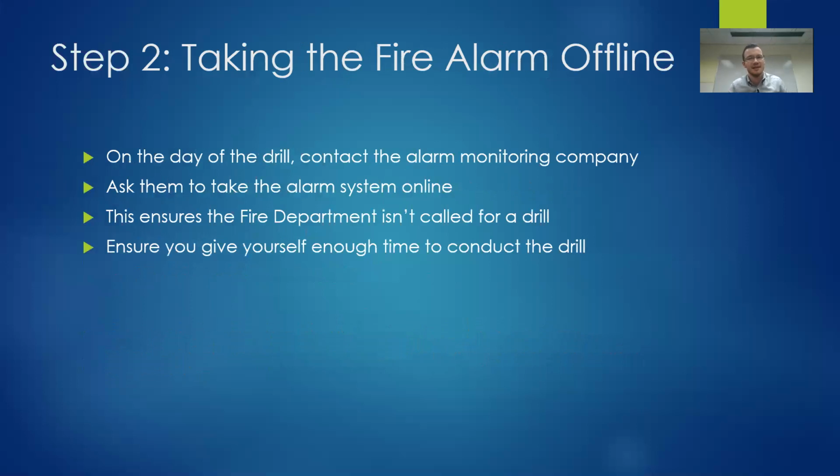So step 2, the day of the drill, when you're ready to perform it, we're going to take the fire alarm offline. This means that you need to contact the alarm monitoring company. You need to tell them to take the alarm system offline for a specified amount of time. This makes sure that the fire department isn't called when we trigger the alarm, so that they don't think it's a real fire and then they show up and we get a fine, which you want to try and avoid.